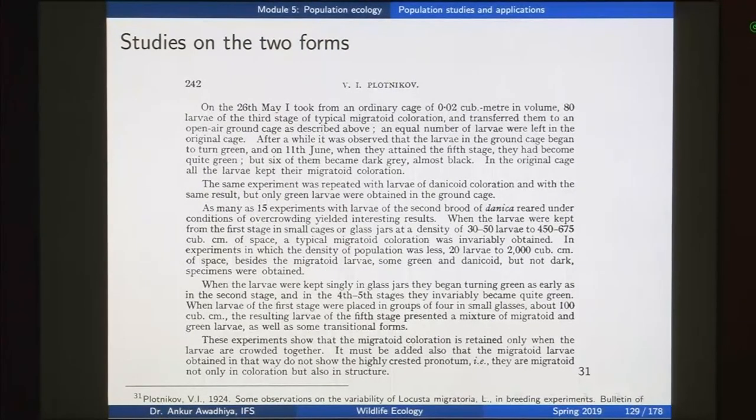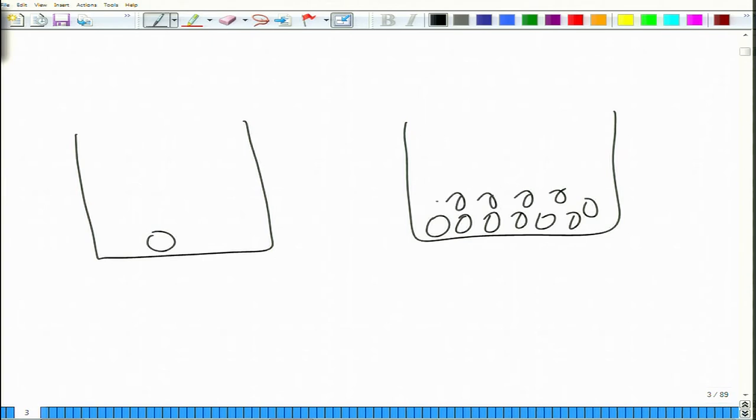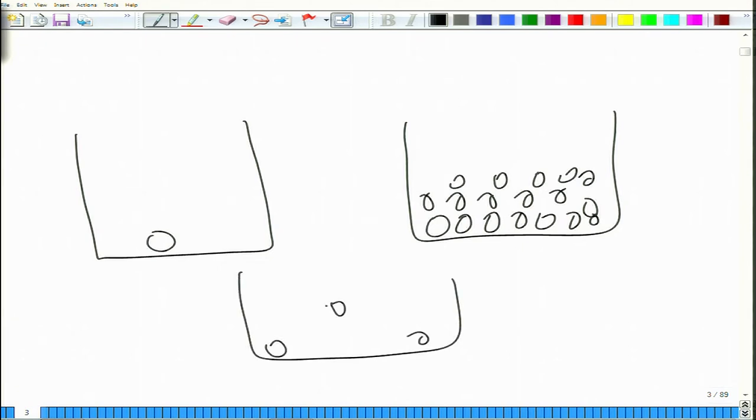So, he further writes, on the 29th of May, I took from an ordinary case. He is describing an experiment in this case. Now, what was the experiment? The scientist took out these larvae and put them into containers in different numbers. You can keep these larvae either solitary, in which case you have a container or a cage in which you have only one larva, or you can keep them in a very dense format, with a number of larvae kept together, or you can keep them at some medium densities. So, this is the experiment that he did. He took out these larvae and kept them at different densities.